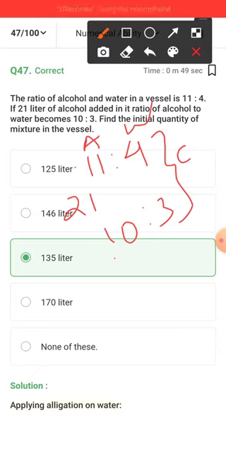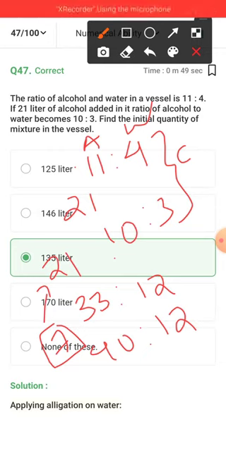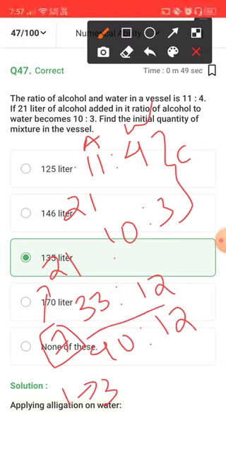So 3 into 4, 12, 3 into 11, 33. 4 into 3, 12, 4 into 10, 40. So this difference is what we added. It is 7, which is similar to 21. So one part is equal to 3 liter of alcohol. So the total value is 33 plus 12, 45.